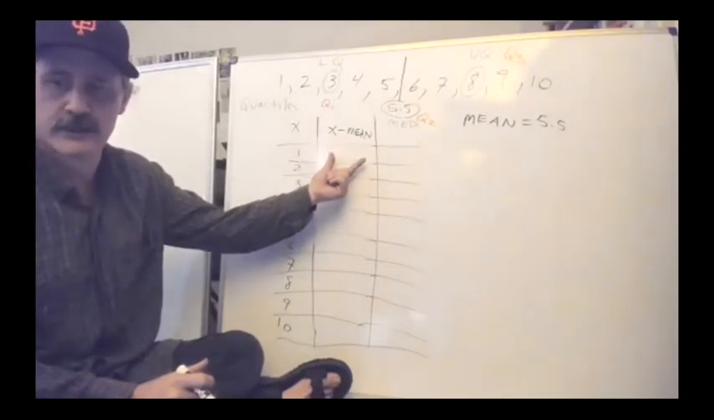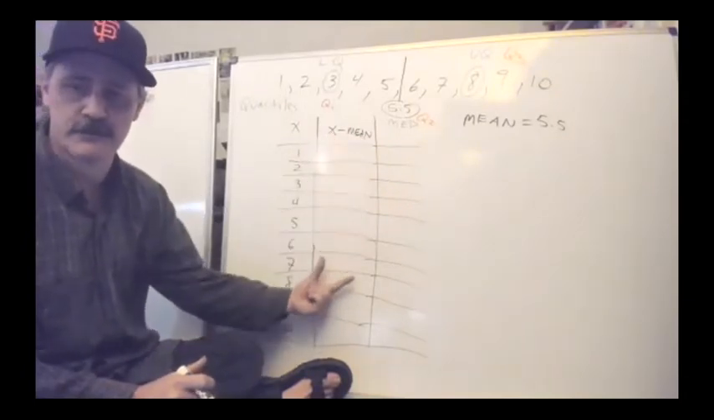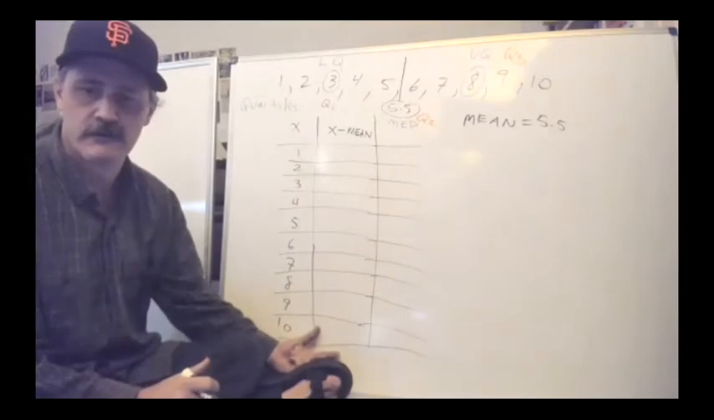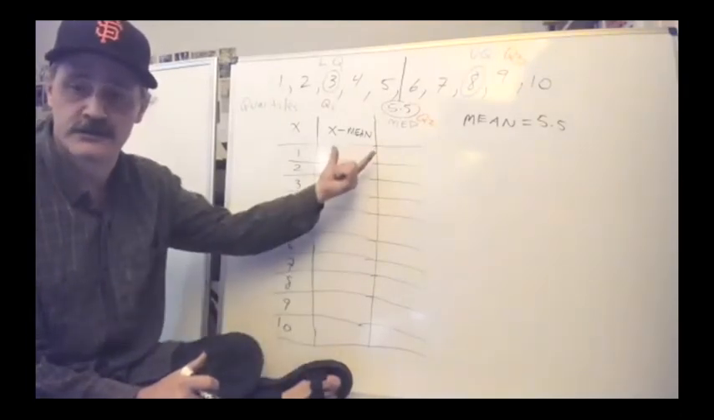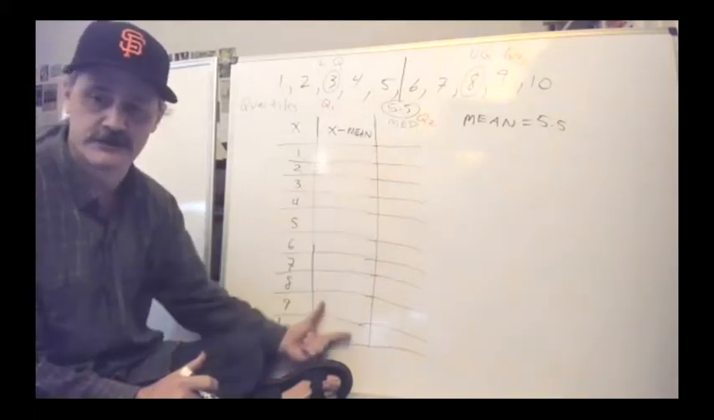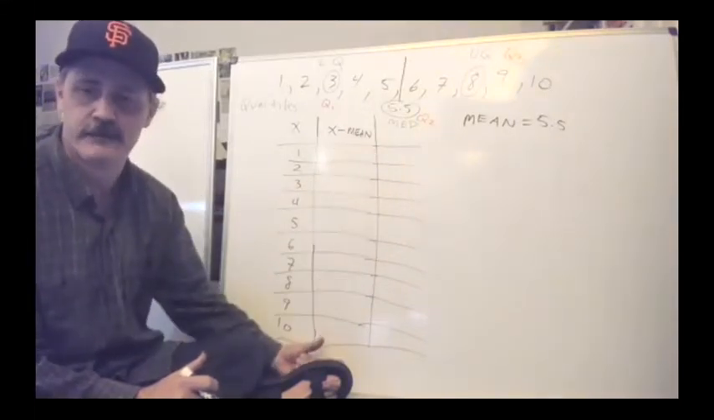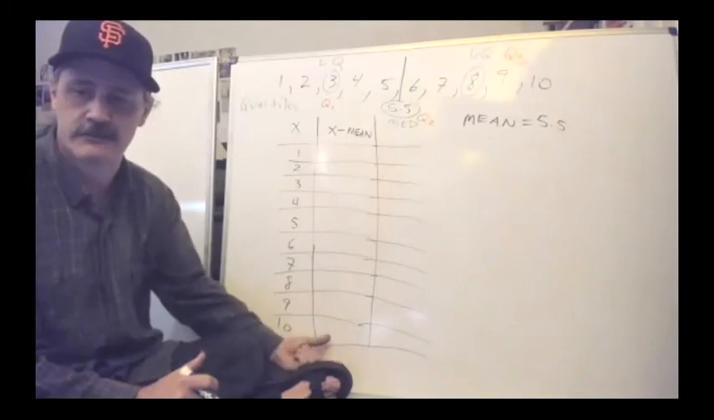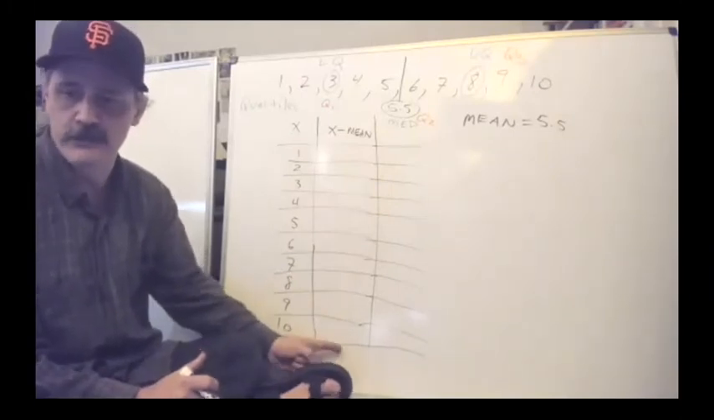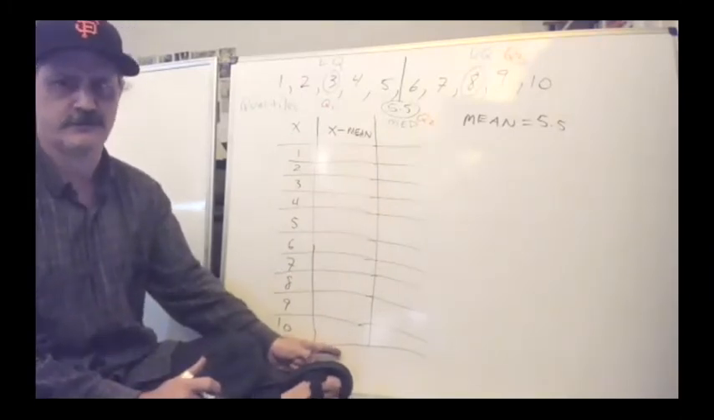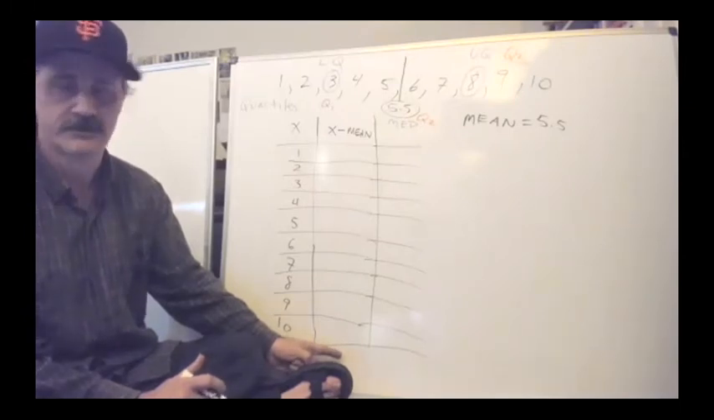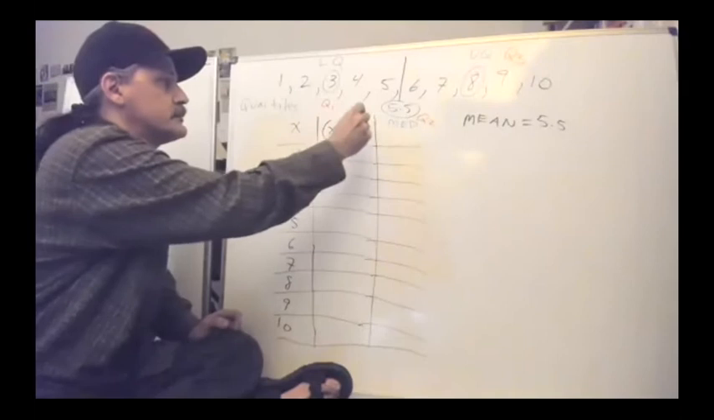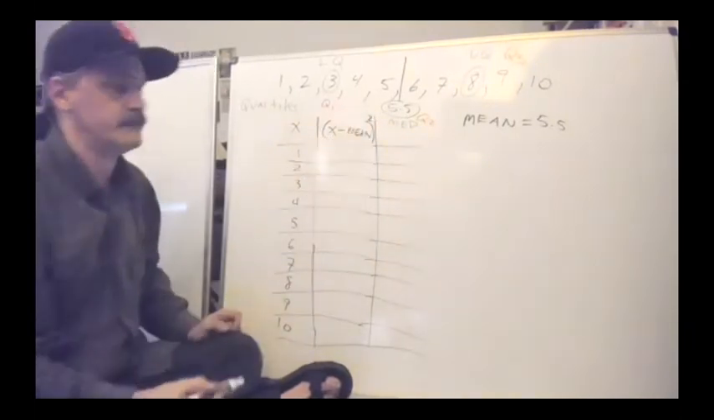Now, when we do that, some of these are going to become positive and some of these are going to become negative. That's an issue, because if we want to find the average distance from the mean, we're going to have to add all these numbers and then divide by 10. But if we've got positives and negatives, when we add them, we might wind up with 0. 0 divided by 10, that's the average distance. That's obviously illogical.